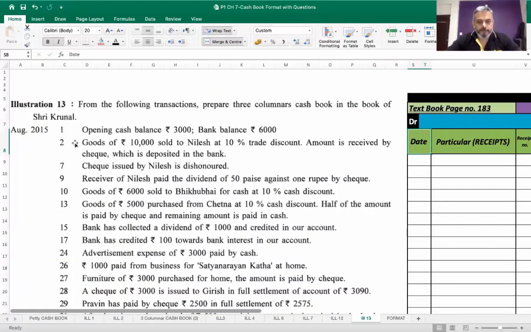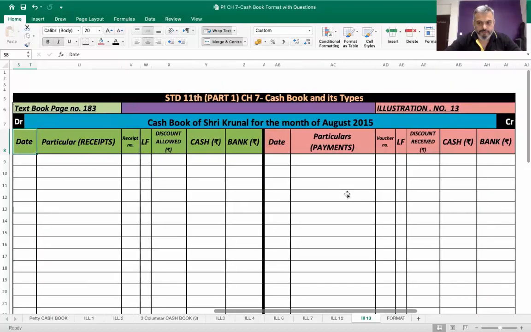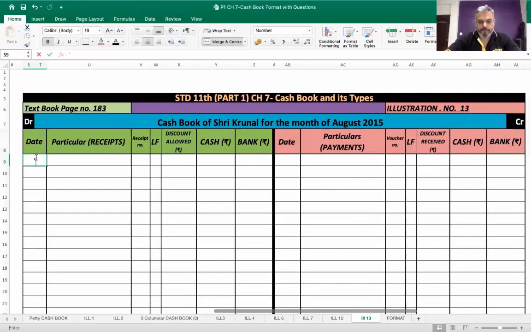Now, 2015: opening cash balance 3,000 and opening bank balance 6,000. So both will come on the receipt side, because bank balance and cash balance always go on the receipt side, and bank overdraft goes on the payment side. So 2015, August 1, balance brought forward, cash balance is 3,000, bank balance 6,000.